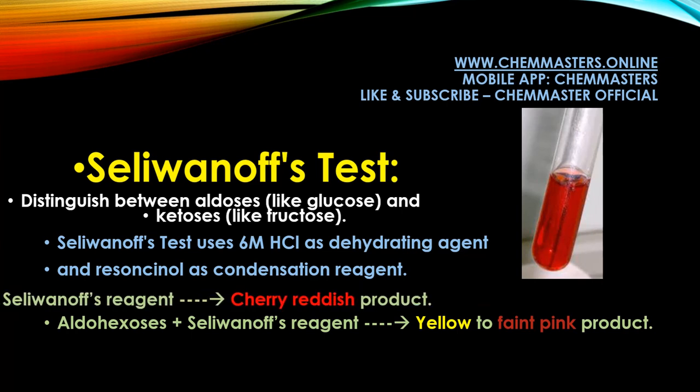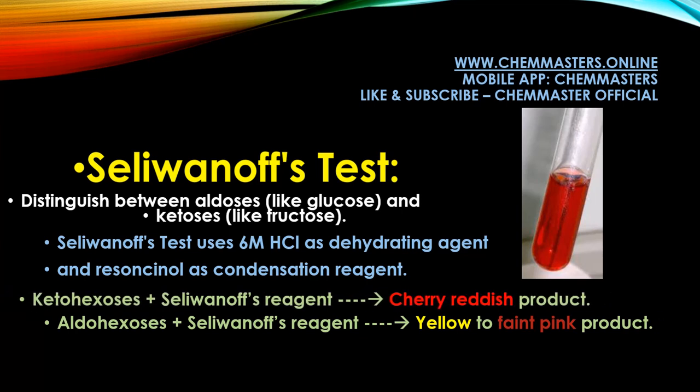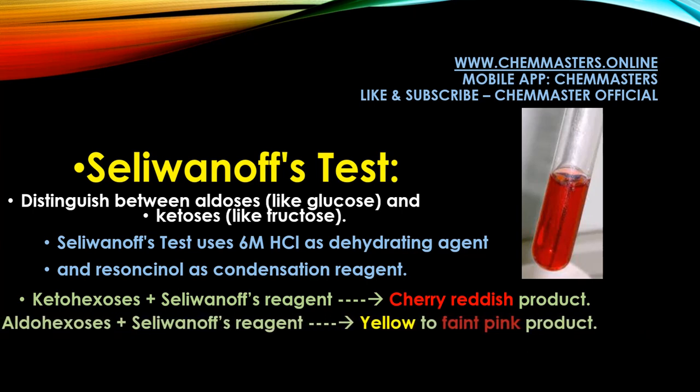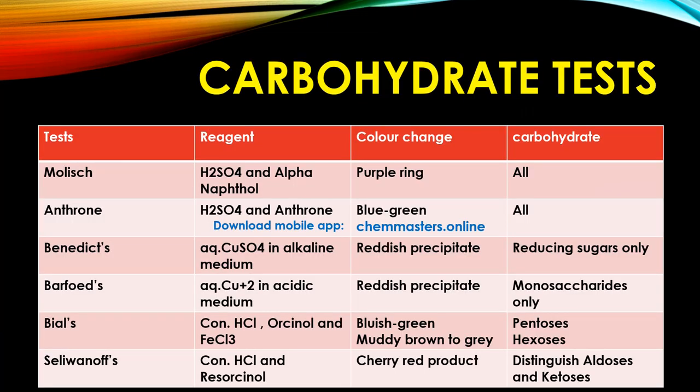Now whenever ketohexoses react with Seliwanoff's reagent, they produce a cherry reddish product, and aldohexoses produce a yellow to faint product. So based on the color differences, we can identify ketohexoses and aldohexoses with Seliwanoff's test. Okay, here is the table, and just look, all the tests are there with the reagent, color changes and identification of carbohydrates.